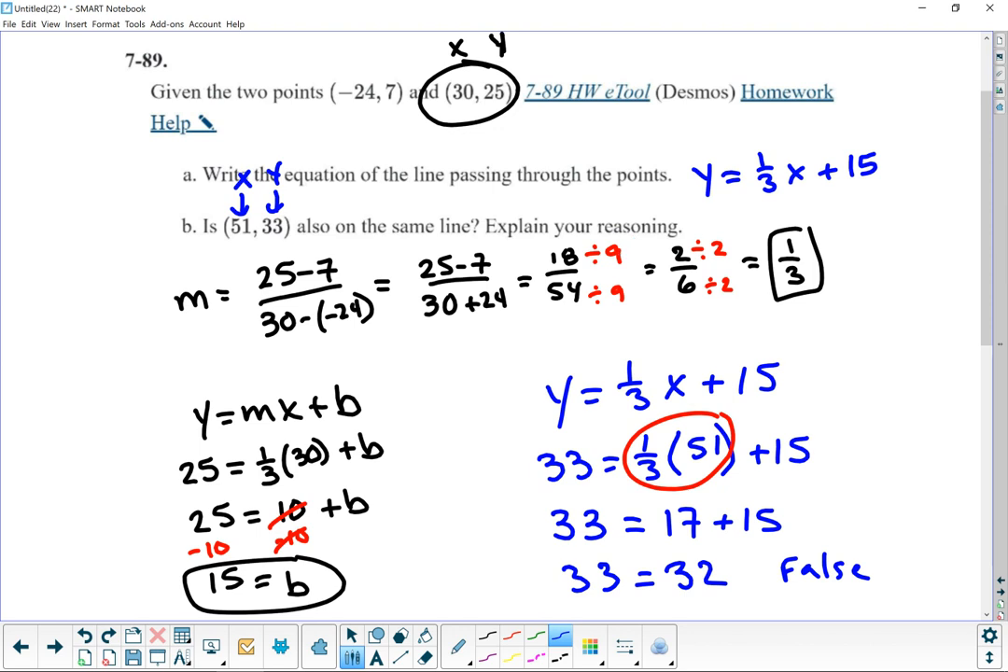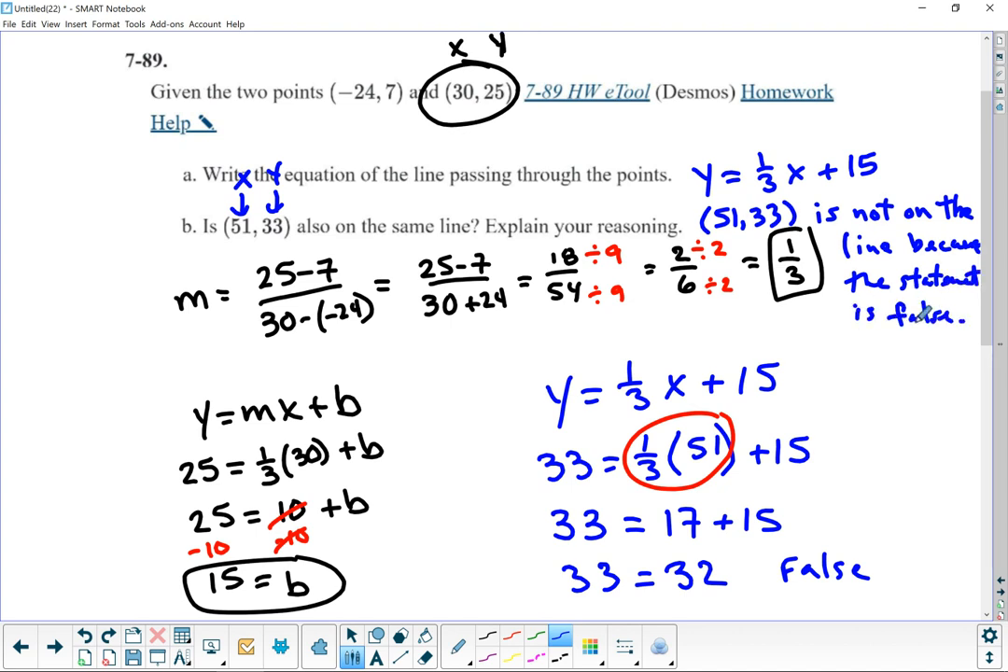So we want to say 51, 33 is not on the line because the statement is false. Okay, which means it's not true.